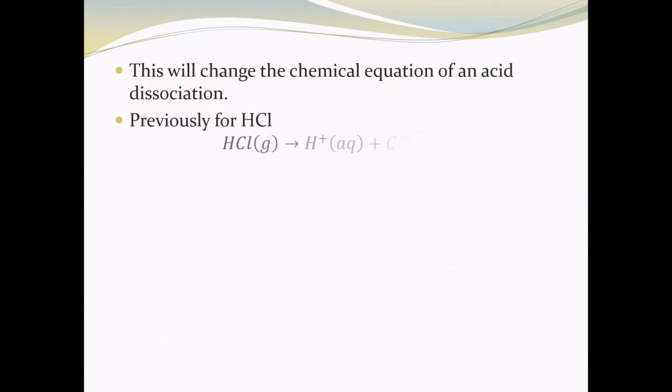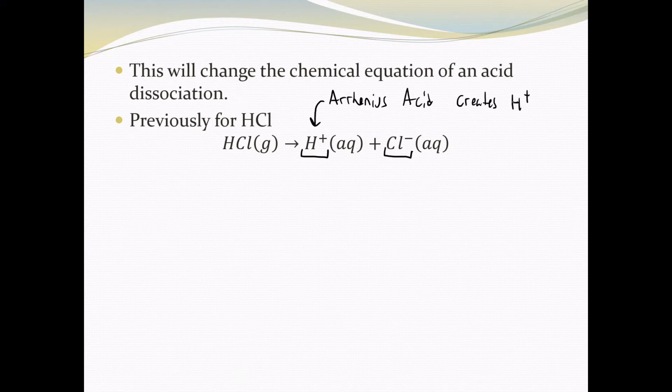Take, for example, hydrogen chloride or hydrochloric acid. Hydrochloric acid, when dissolved in water, will create hydrogen ions and chloride ions. So this is what the Arrhenius definition is. An Arrhenius acid creates, or releases, H+. Now, with our knowledge of what happens to this hydrogen ion, it doesn't actually stay a hydrogen ion.